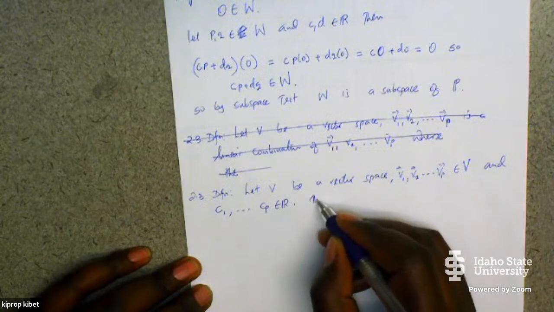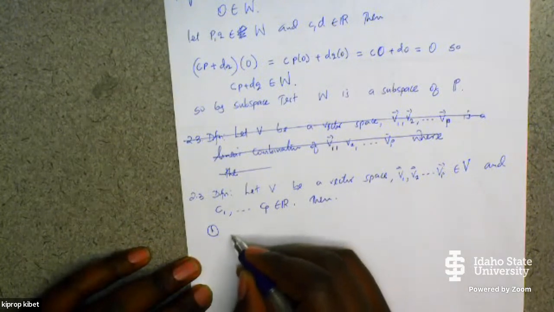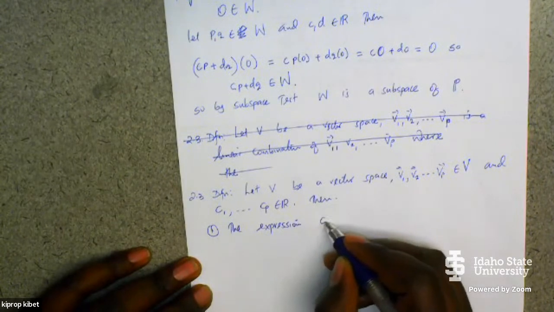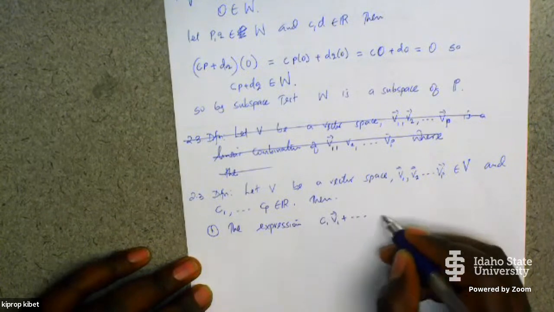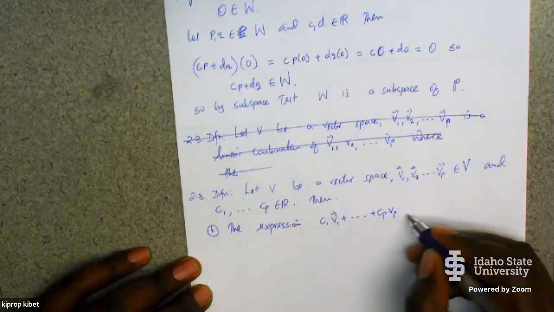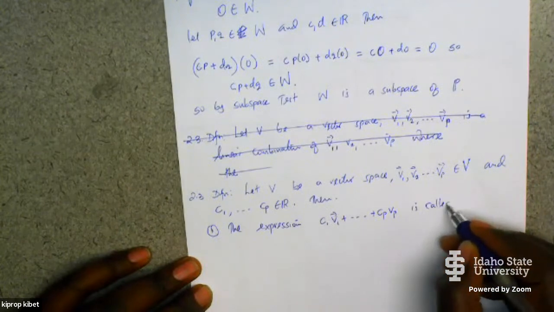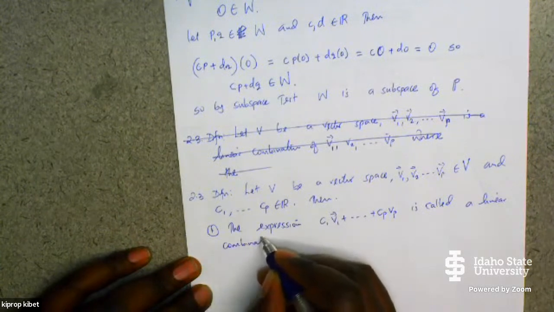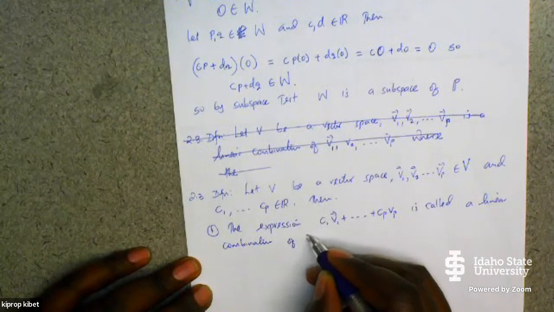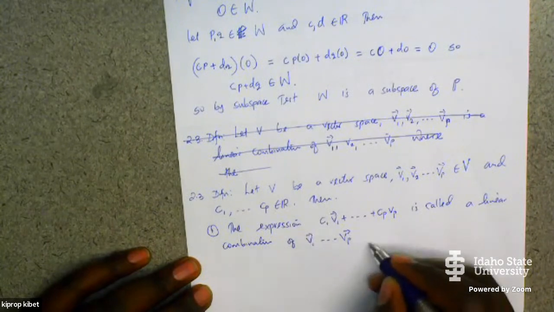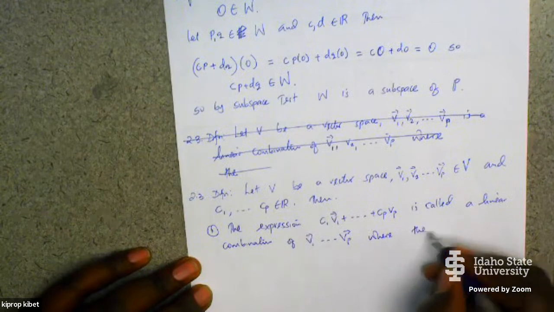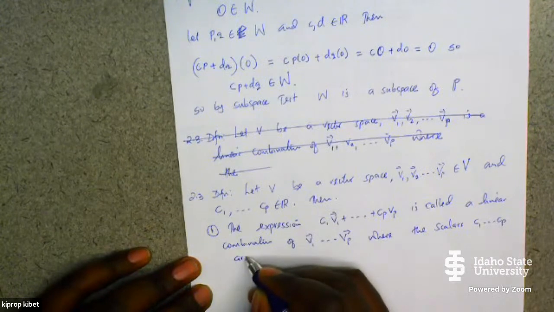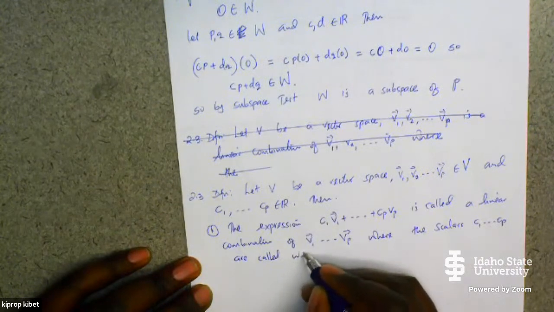Number one, the expression C1 V1 plus all the way to Cp Vp is called a linear combination of V1 all the way to Vp, where the scalars C1 all the way to Cp are called weights.